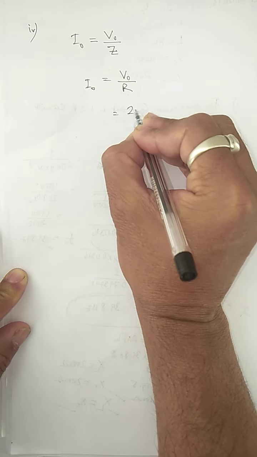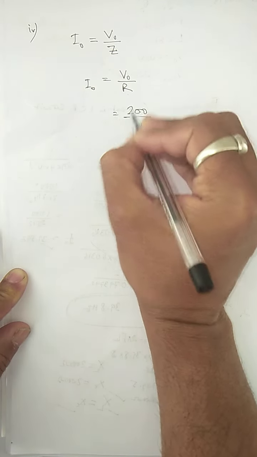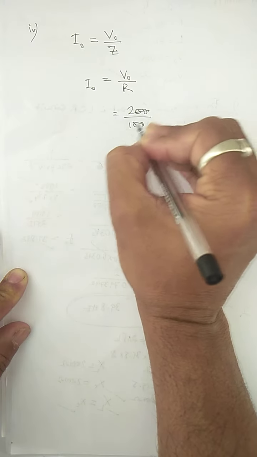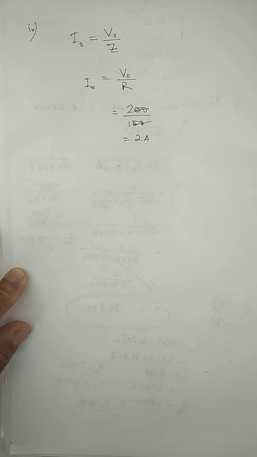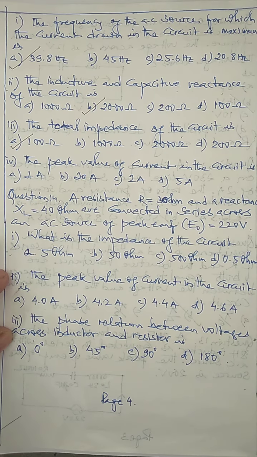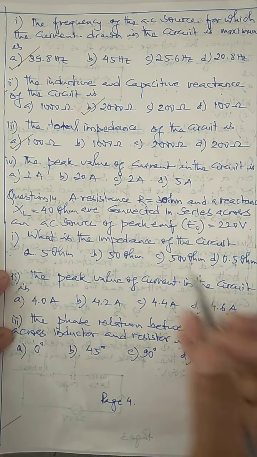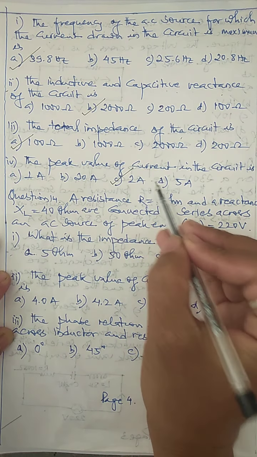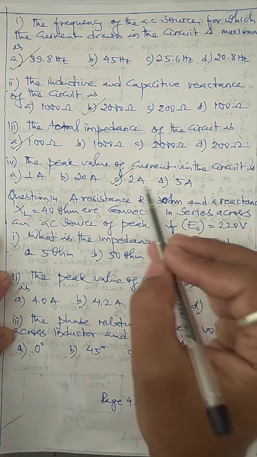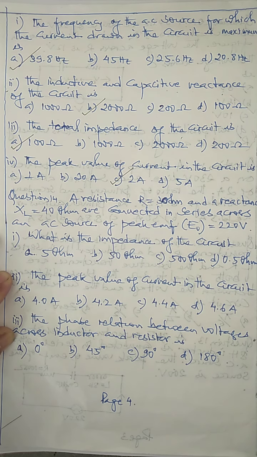So your peak value of voltage is 200, and the resistance is 100, so if you divide, it is 2 ampere. So what is the peak value of the current? 2 ampere, and the correct option, you can see for number 4, is option C, 2 ampere. So the peak value of current in the circuit is 2 ampere. So this is the explanation of question number 13.